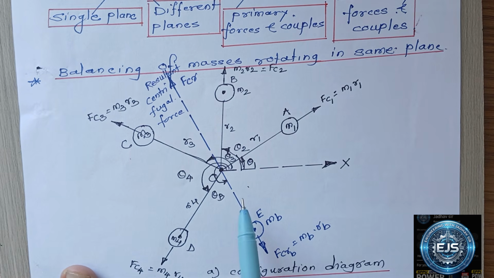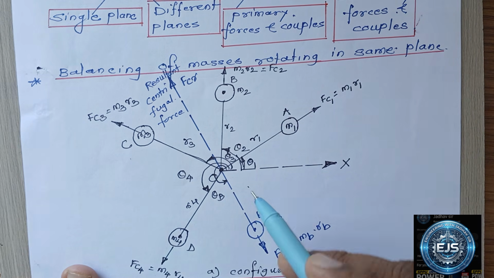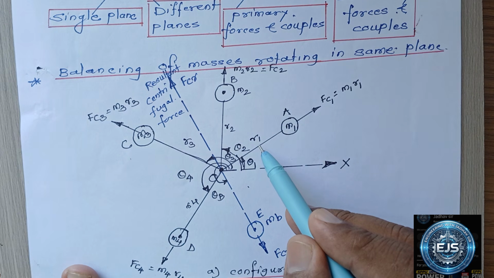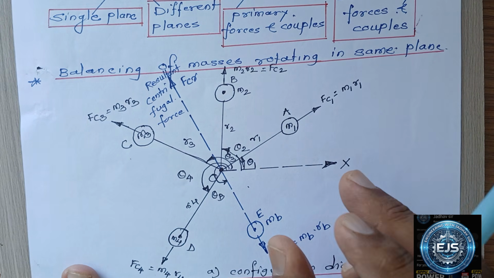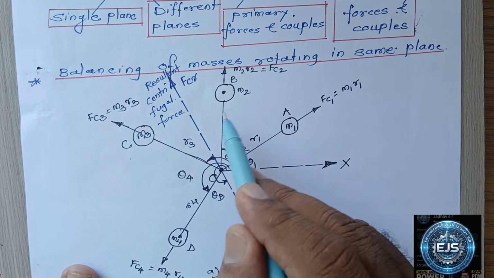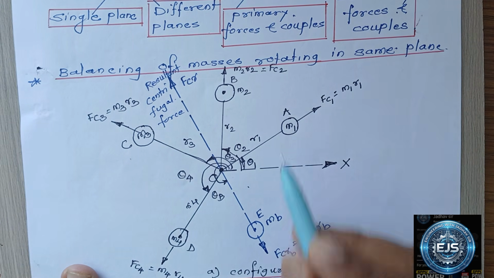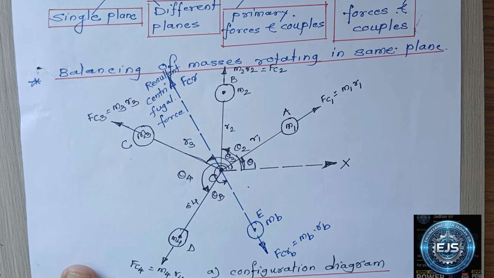Here in the figure, this is the axis of rotation O. We'll take a horizontal line, the x-axis, as a reference. There are several masses. The first mass is M1, whose radius of rotation is R1. What is the radius of rotation? It is the eccentricity between the axis of rotation and the CG of the mass. There are several masses M1, M2, M3 and M4, and their radii of rotation are R1, R2, R3 and R4 respectively. The radius of rotation is measured from O to the CG of each mass. This offset or eccentric distance is called the radius of rotation of the masses.